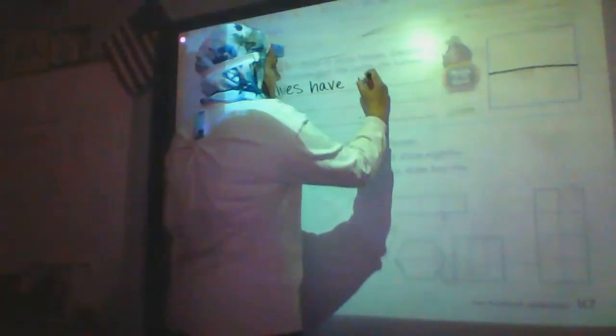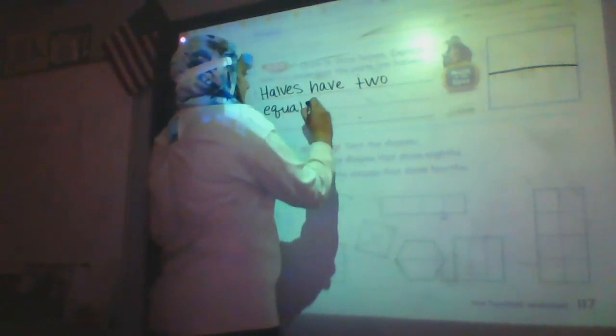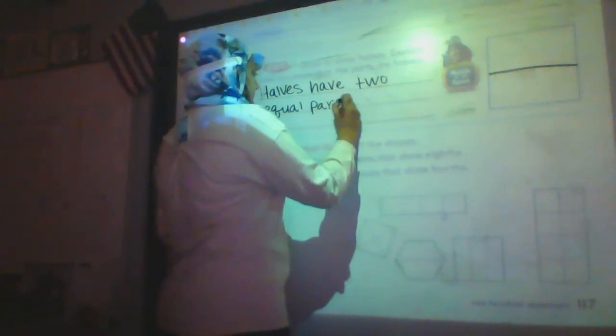Okay, so then it says, explain how you know that the parts are halves. I know that halves have 2 equal parts. So halves have 2 equal parts.